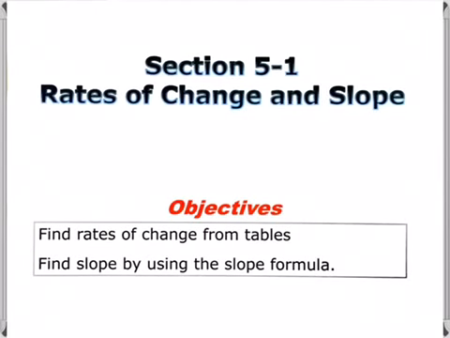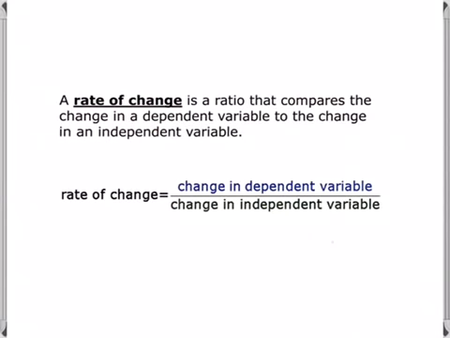Section 5.1, Rates of Change and Slope. A rate of change is a ratio that compares the change in the dependent variable to the change in the independent variable. To calculate rate of change, you take the change in the dependent variable over the change in the independent variable. Generally speaking, our dependent variable is y, our independent variable is x, and so it's the change in those values.